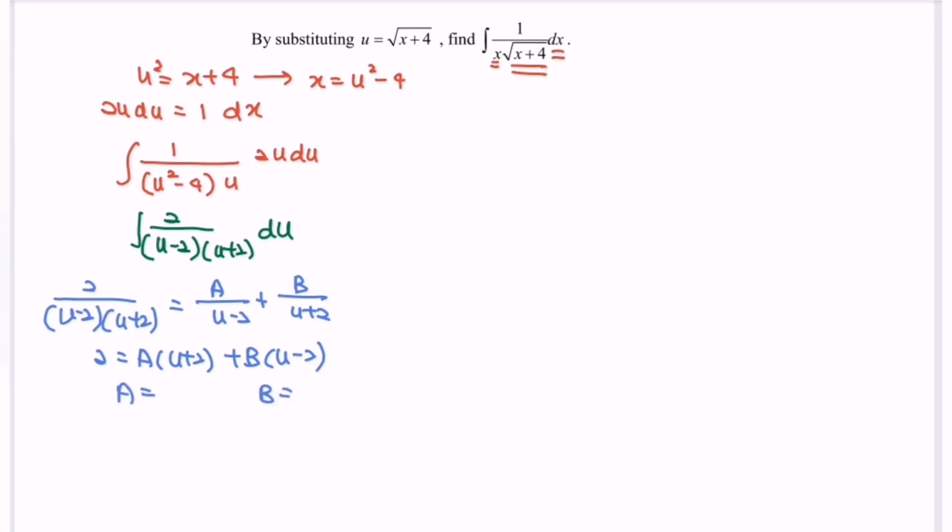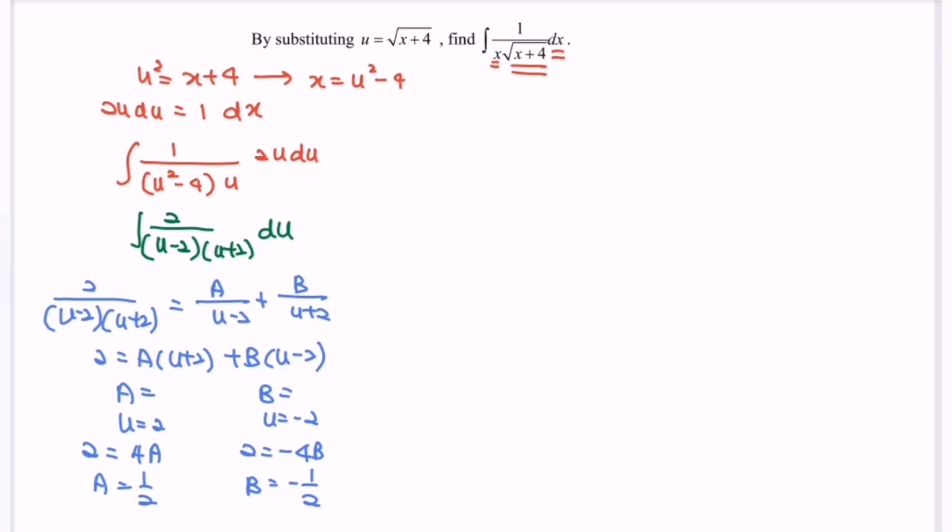In order to find a, u must equal 2. In order to find b, u must equal negative 2. So 2 equals 4a, so a will be equal to 1 over 2. Next, if u equals negative 2, we have 2 equals negative 4b. So b equals negative 1 over 2. So kindly sum up or replace the situation.